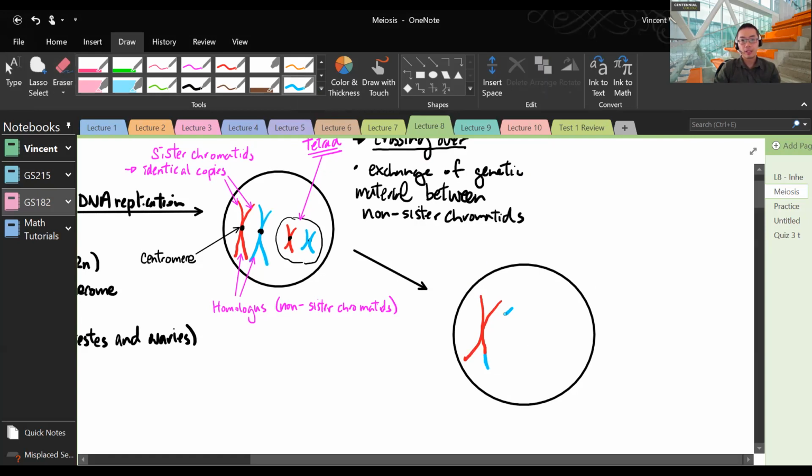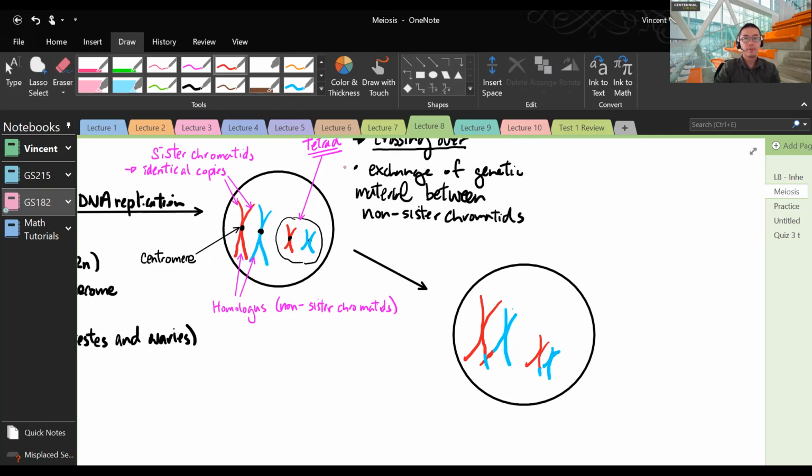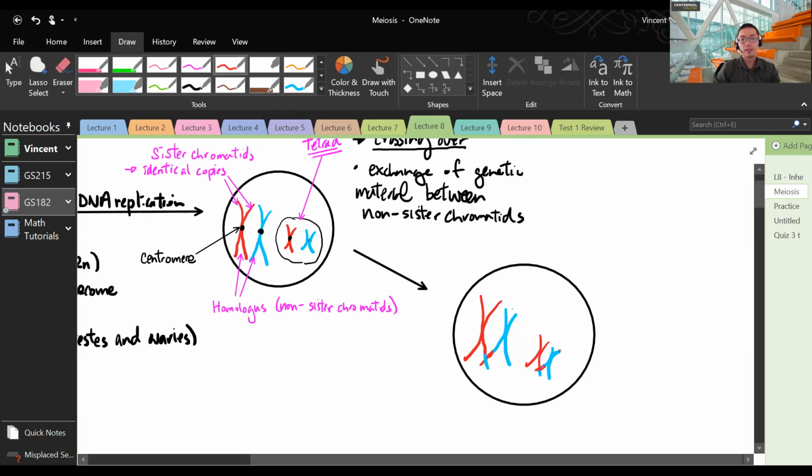And then you're going to have the blue one, and now it has a little bit of red on it as well. Same thing for the small one, for number 2. You can have some blue here. Like that. So this part here, that's called the chiasmata, the cross. That's where the crossing over occurs.